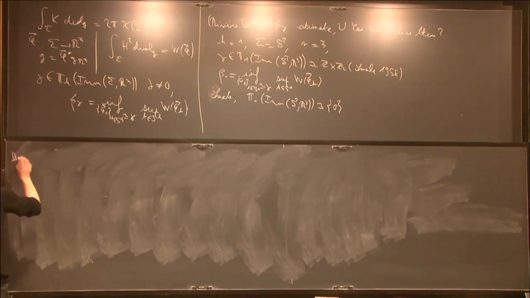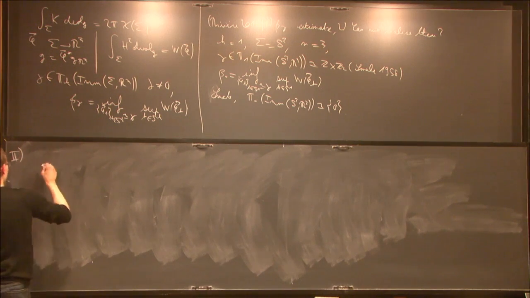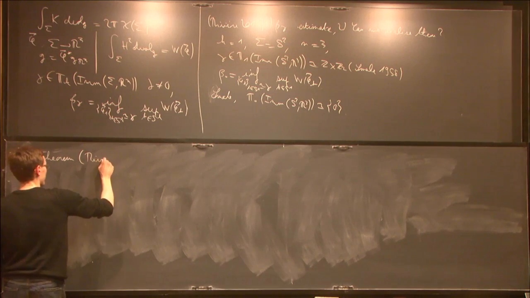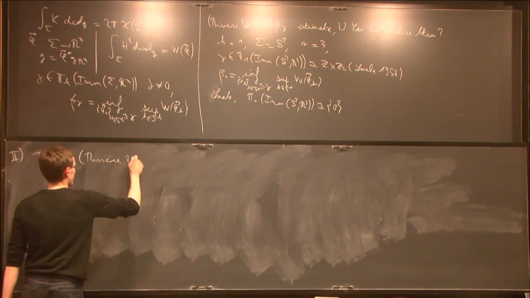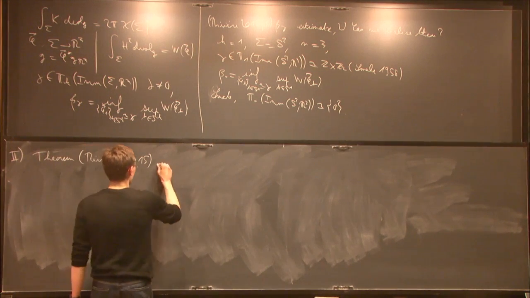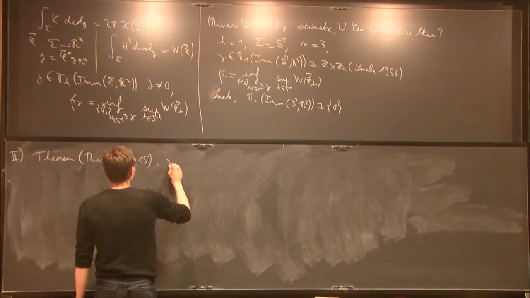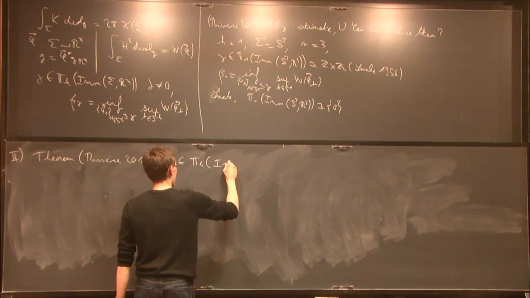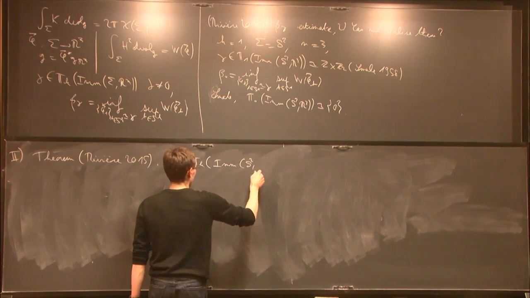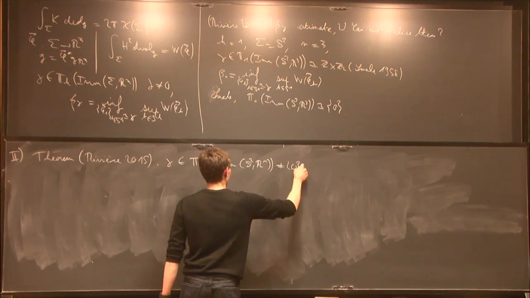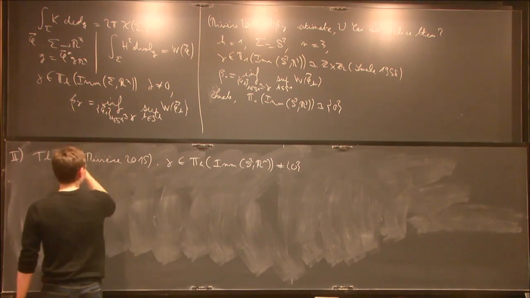So, number two. Theorem. It's a theorem of Tristan Rivière from 3 years ago. So here it's already written. You take gamma, some non-trivial class, and for now it's restricted to the sphere, but in arbitrary codimension. And you have this beta gamma.